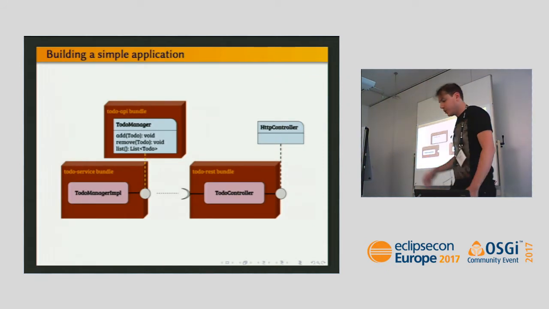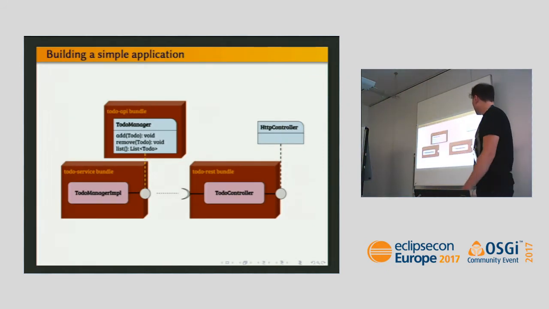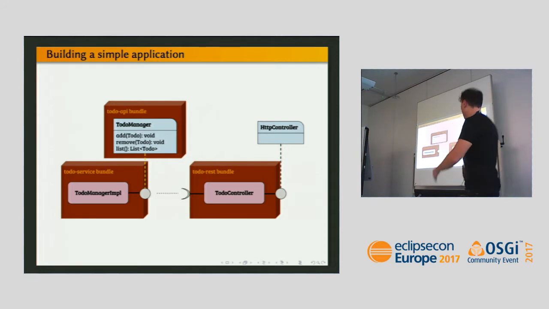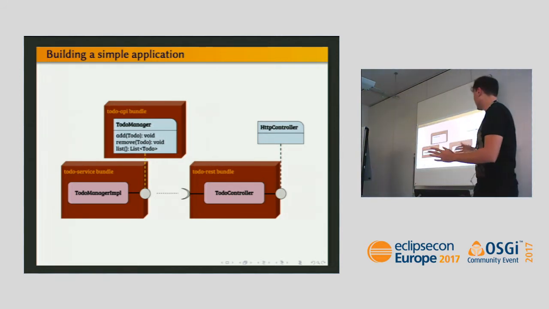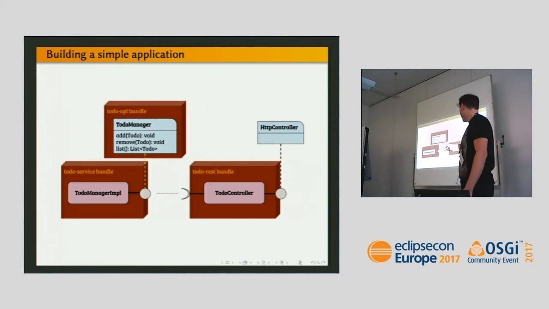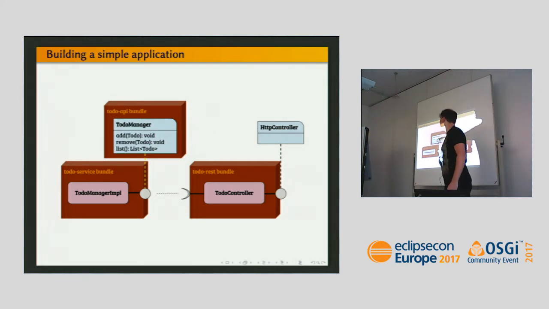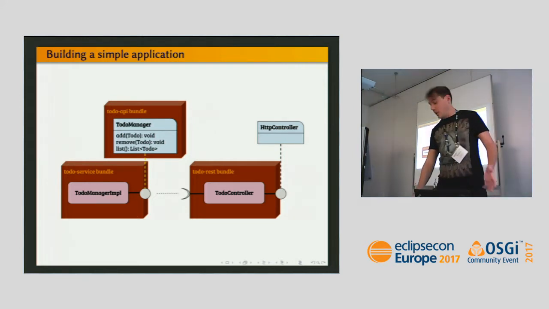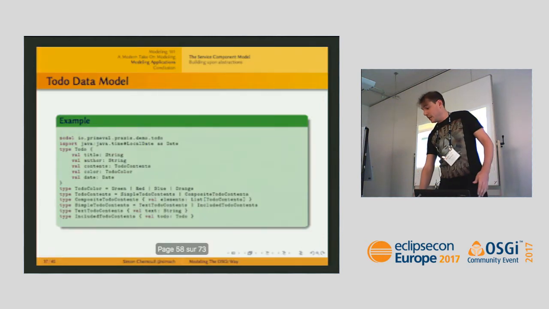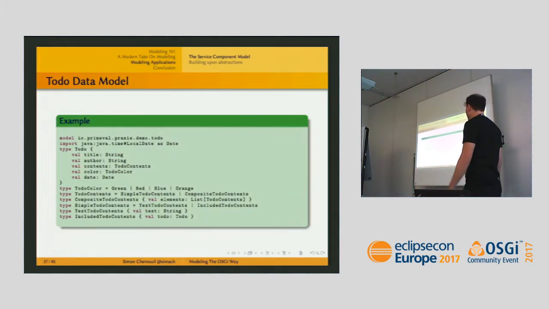So I'd like to just build a simple application. Let's say I have this service. It's a to-do manager. I can add, remove, or list a to-do. I have an implementation. I have a controller. These are components. The to-do itself is a data type. So how do I go and build it? Well, I first define what a to-do is. I can define it that way.